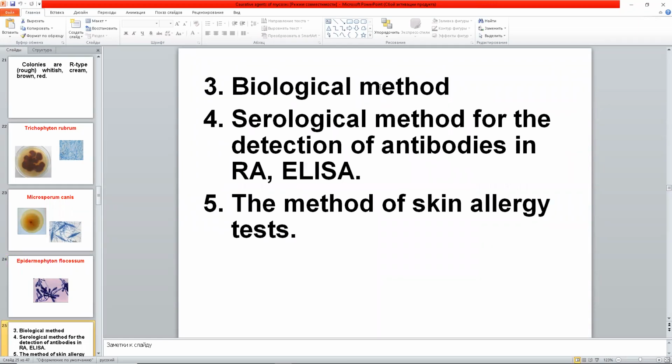Inoculation is used really. Sometimes it is necessary to inoculate animals, inoculation into the nail or into the hair, for cultivation of fungi. And then again, the pure culture should be isolated, and we should identify fungi by morphology. The serological method is used for the detection of antibodies by using agglutination test and ELISA test.